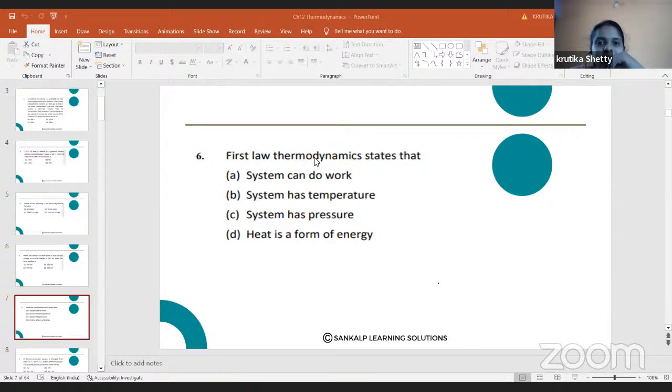It is conservation of energy. It gives the idea about the conservation of energy. So heat is a form of energy is the more appropriate one. But in some books we will get it as a system can do work. In some books we are getting it as heat is a form of energy. But comparatively, I feel it is heat is a form of energy, because it gives you the idea about the conservation of energy concept.